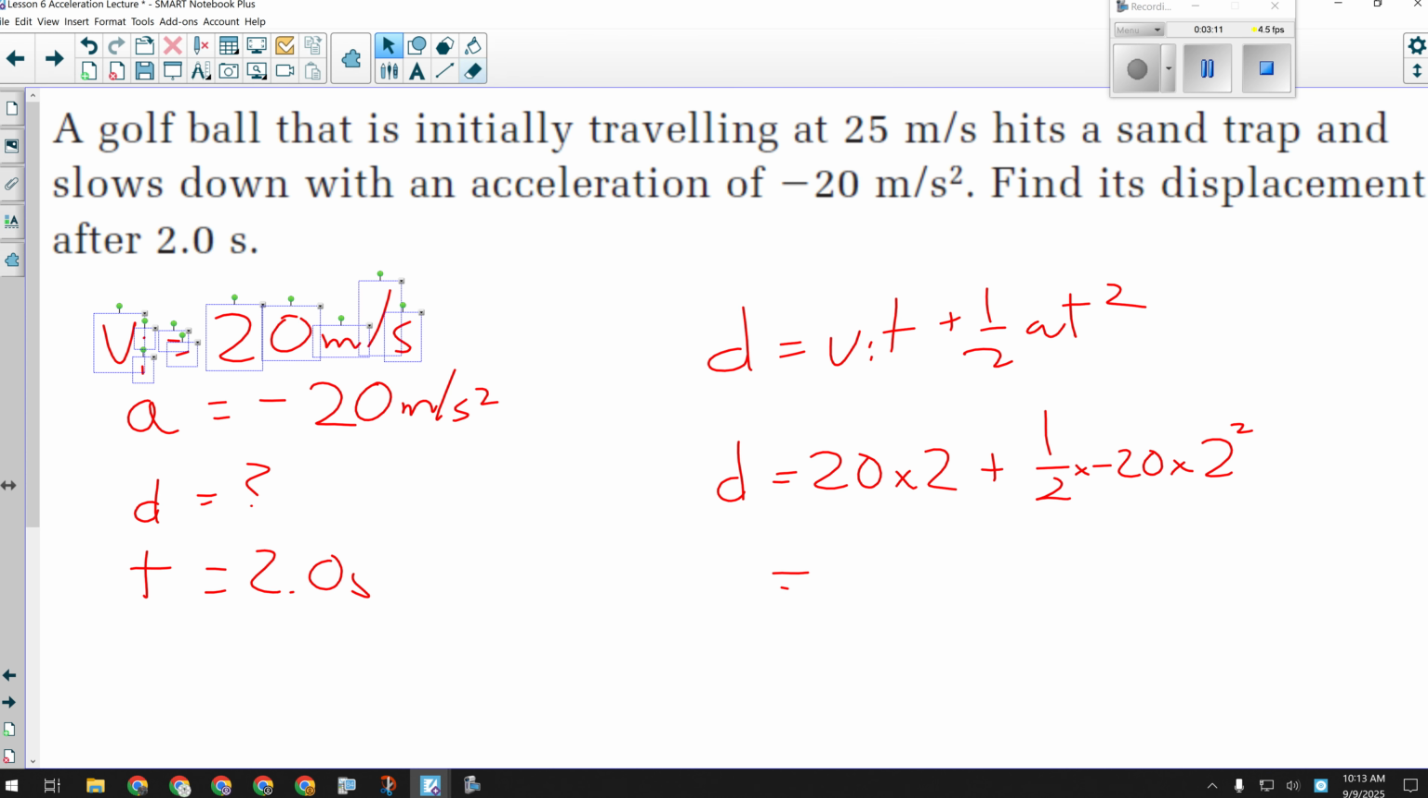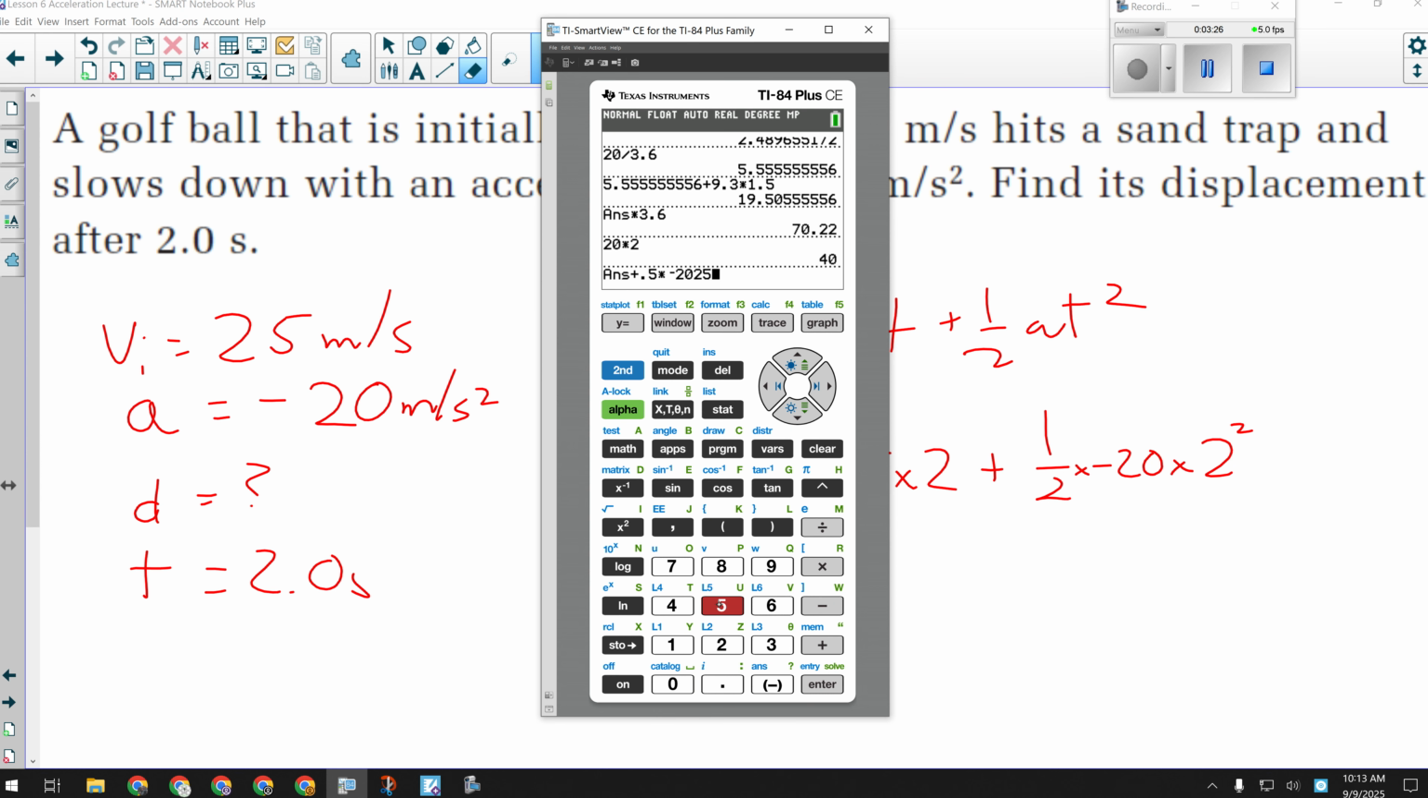You guys got to tell me when I screw up. It's not going to embarrass me. It's more embarrassing for me to discover the screw up than it is if you guys tell me. So I think we're looking at about 10 here, right? So we got 25. Let's try that again. 25 times 2 plus 0.5 times negative 20 times 2 squared. So it's going to travel 10 meters forwards.